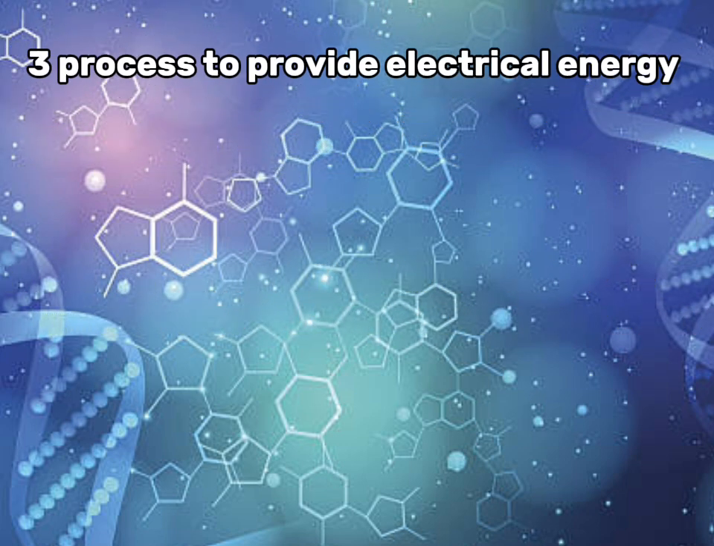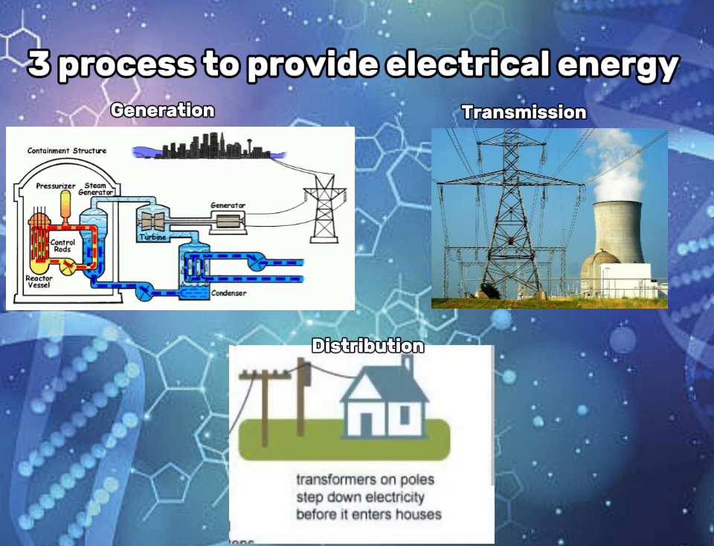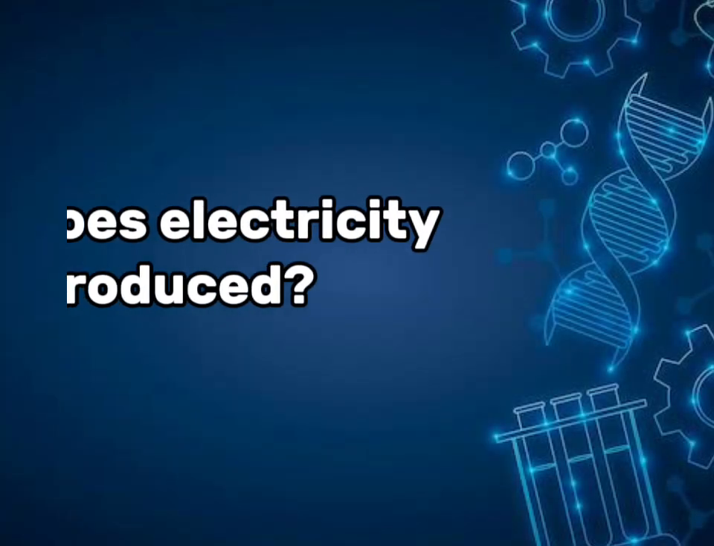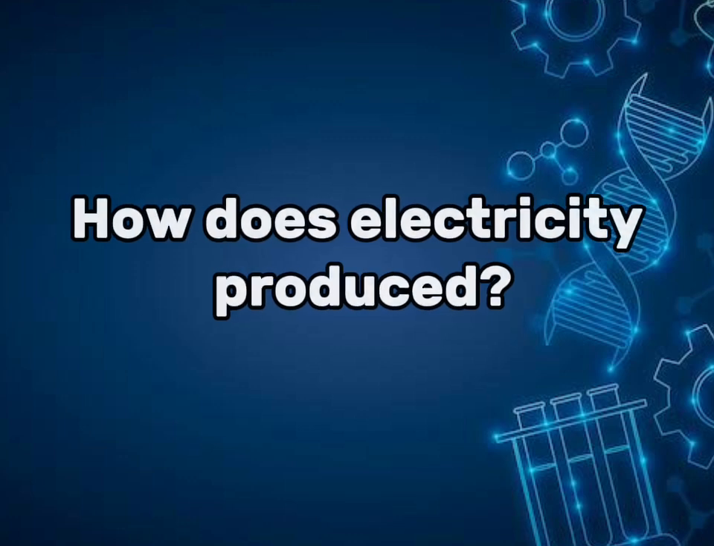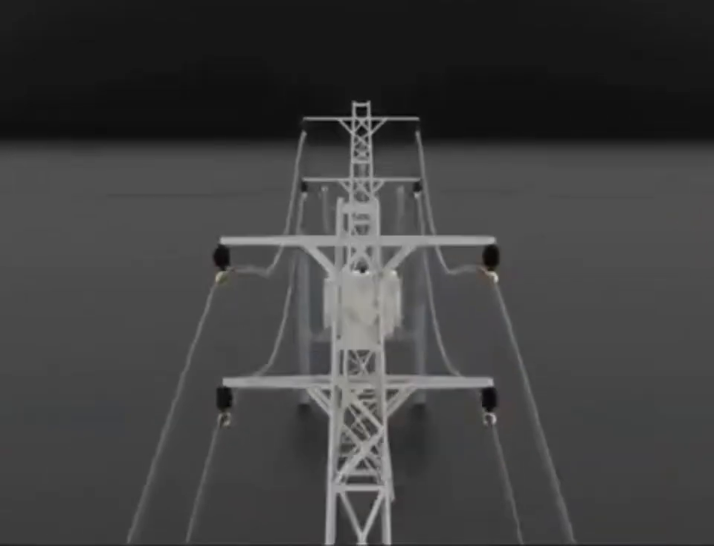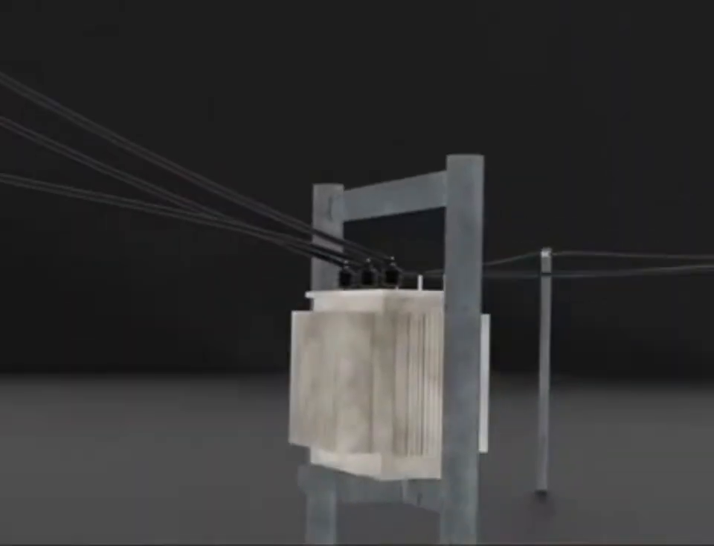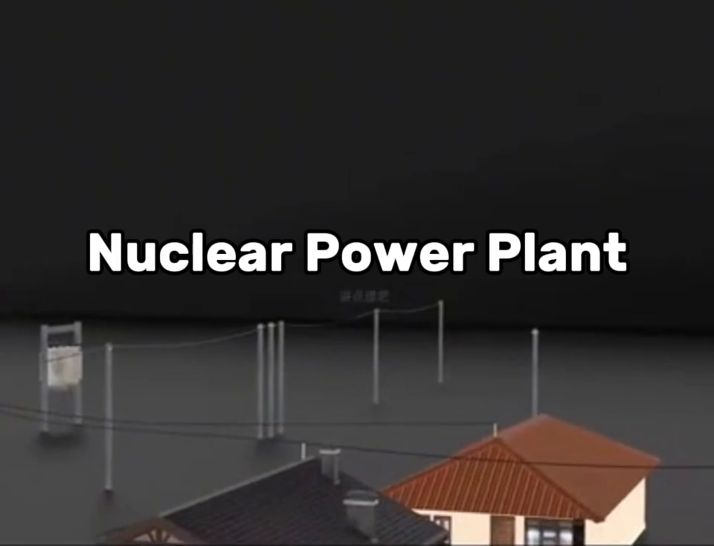To provide electrical energy, it consists of three processes: generation, transmission, and distribution. How is electricity produced? Electricity must be generated from a source, the power plant. There are different types of power plants, depending on the source of energy that is used to generate electricity. But today, we're going to tackle the nuclear power plant.